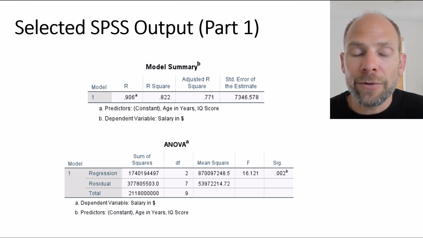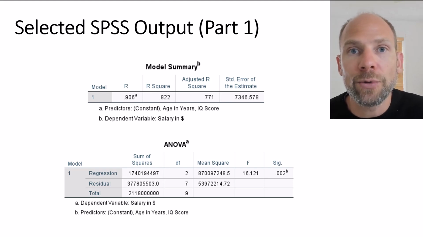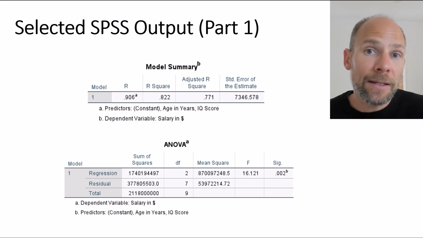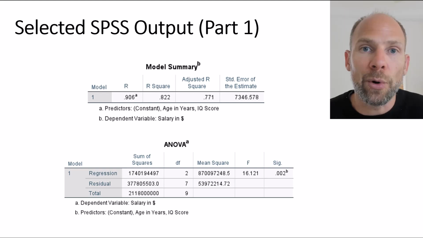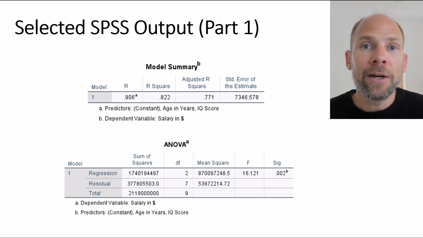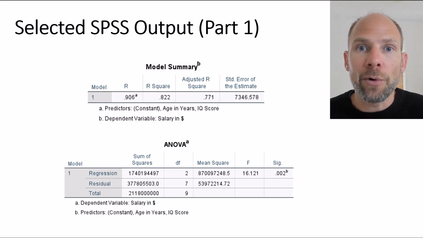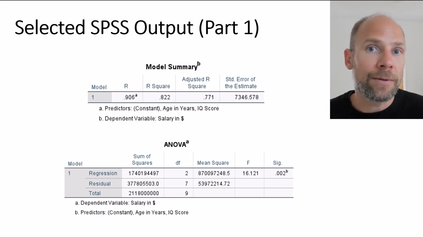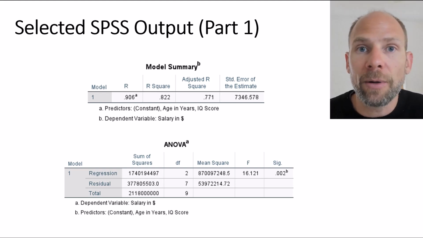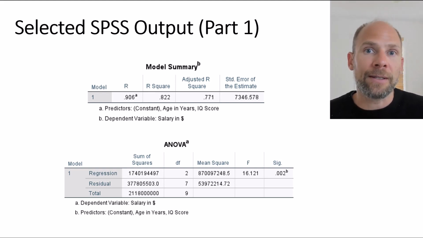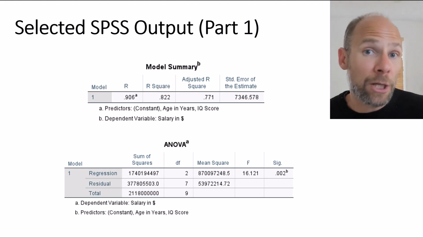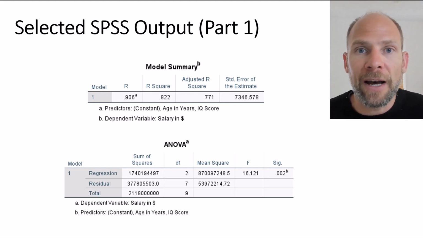So F with 2 numerator and 7 denominator degrees of freedom is 16.121. And that is statistically significant at the 0.05 level with a p-value of 0.002. So this means the null hypothesis that rho squared is 0, that the multiple correlation squared in the population is 0, can be rejected at the 0.05 level. This is a significant regression model, so to say. Overall, we find a significant R squared value.